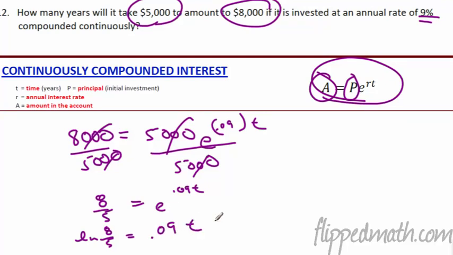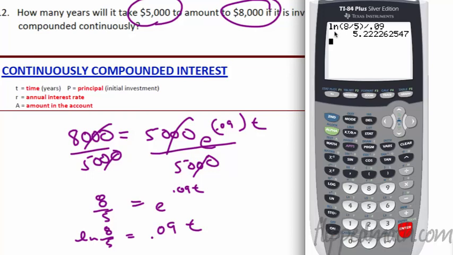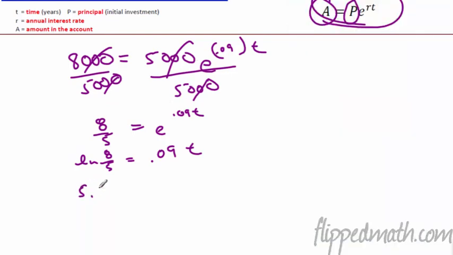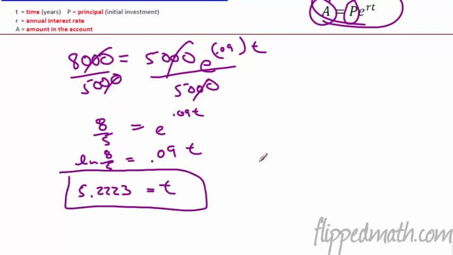Here's where the calculator comes in. And if you put it in your calculator, the natural log of 8 over 5, remember that's because 8,000 over 5,000 reduces to 8/5. That divided by 0.09, after we take the natural logs, that should give us 5.2223. So time is going to equal 5.2223. That's the time in years. Then you have to do a does this make sense check, common sense check.